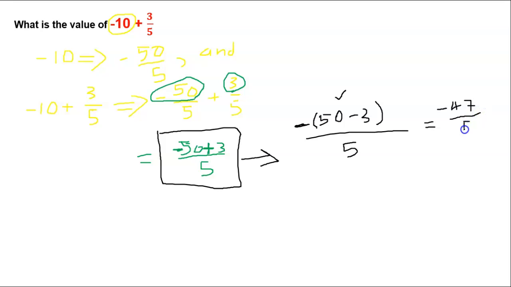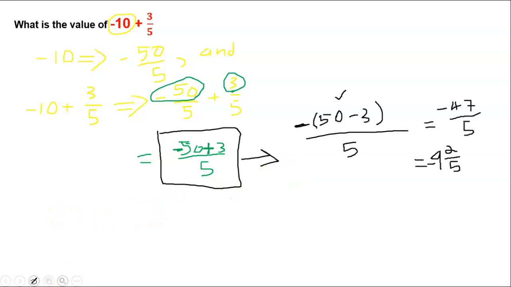Negative 47 over 5. Okay, we can write that as a mixed number. 5 into 47 is 9. 5 nines are 45, remainder 2, because 45 and 2 is 47, over 5. So I get negative 9 and 2 over 5, because a negative number divided by a positive number is a negative number. So our answer is negative 9 and 2 over 5.